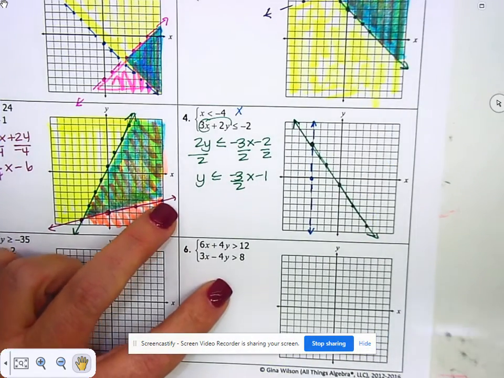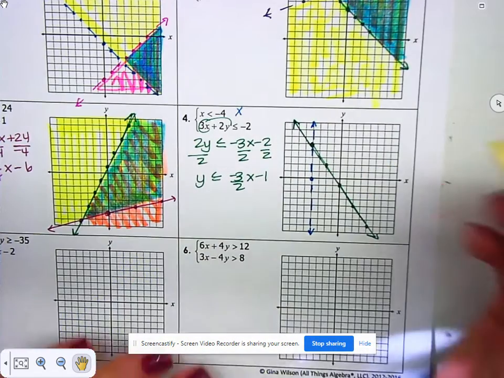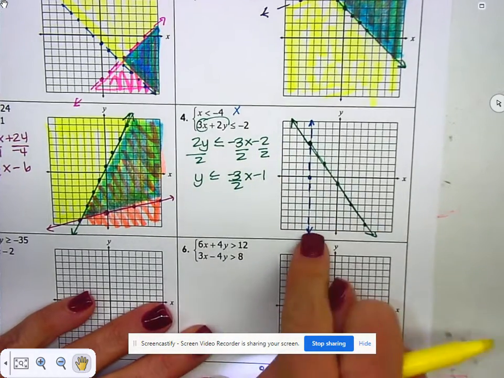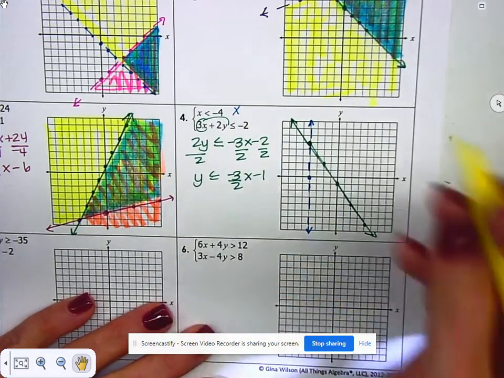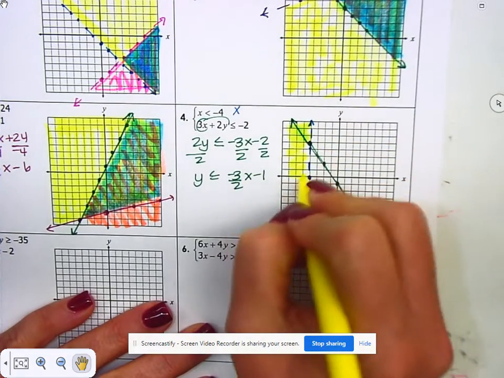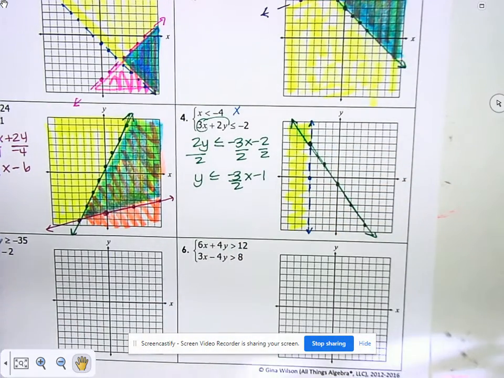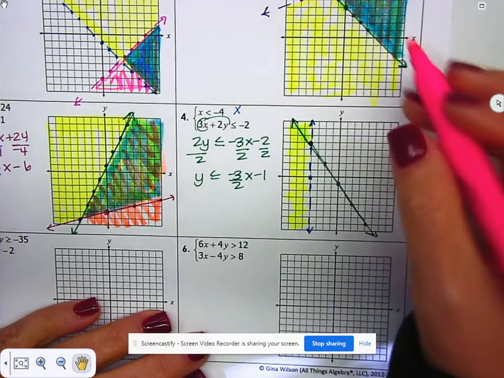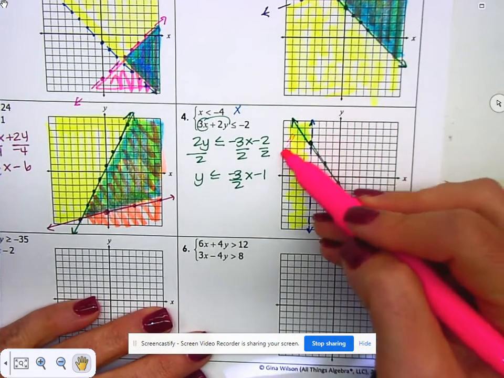All right, so for the first line, x is less than negative 4. So less than, you can't go above or below a vertical line, so we go left or right. So less than is obviously left, so we're going to go this way. And then for the other one, it's going to be less than or equal to, so that's going to be below.